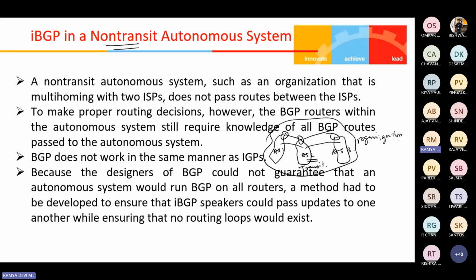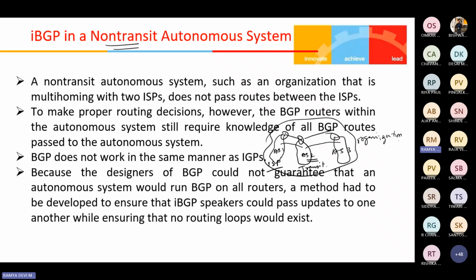In this case, we will not even consider it an ISP provider. All three autonomous systems are part of the same ISP provider, so we cannot say it is a transit network. Even though it is not a transit network, all the routers within the autonomous system need to know all the BGP routes advertised by other autonomous systems, so they can make accurate routing decisions, right?